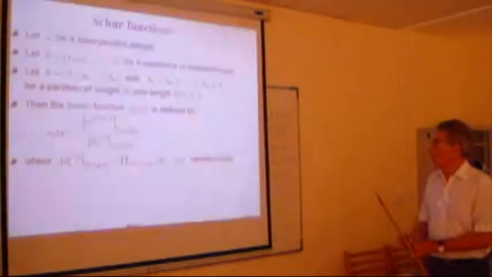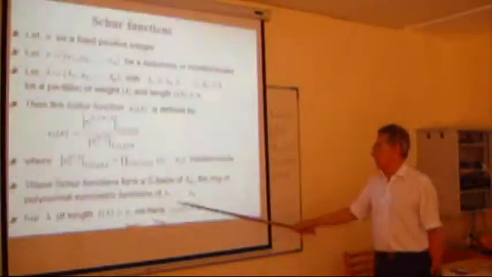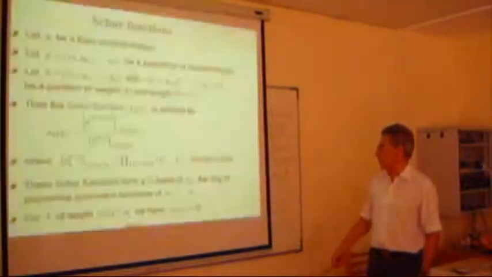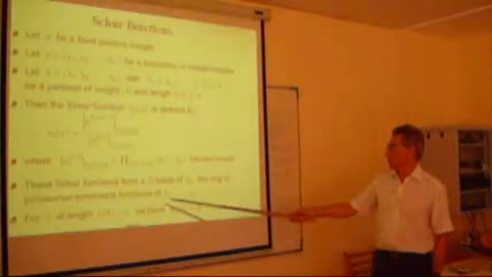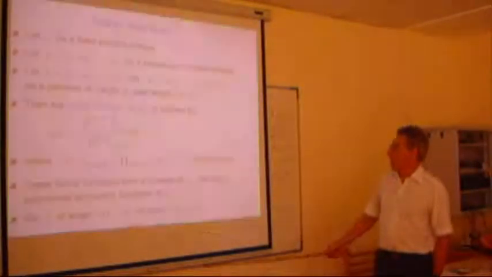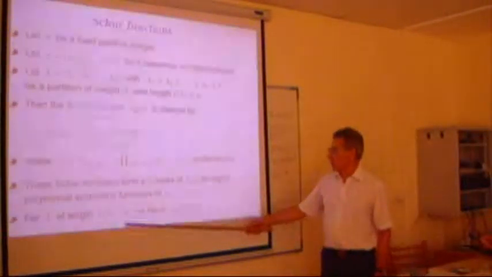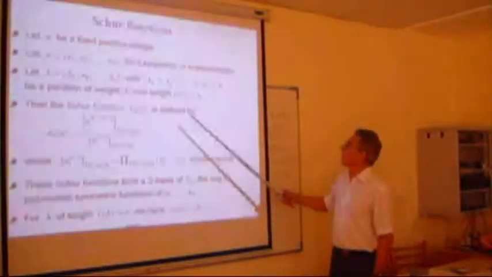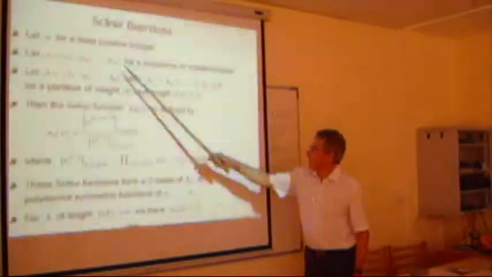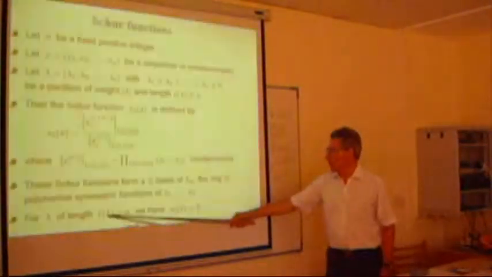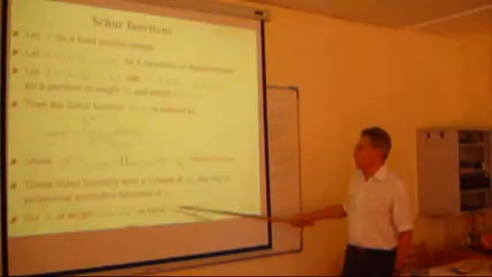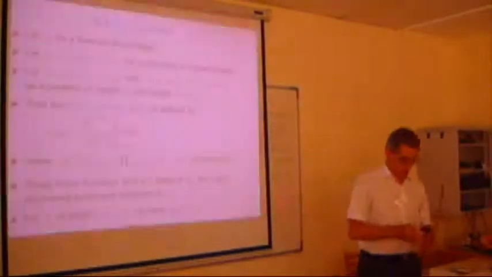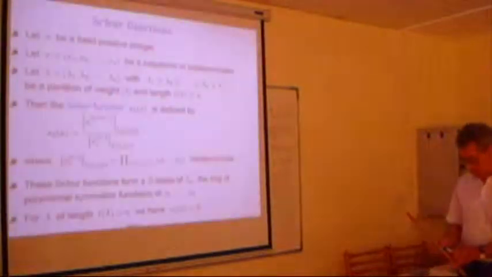So that's one way of defining Schur functions, and their importance lies in the fact they form an integral basis of the ring of polynomial symmetric functions. And from our point of view, one other constraint that's really important is that if n is limited and the length gets too long, the length of lambda is greater than n, this Schur function vanishes. So that's an important constraint.